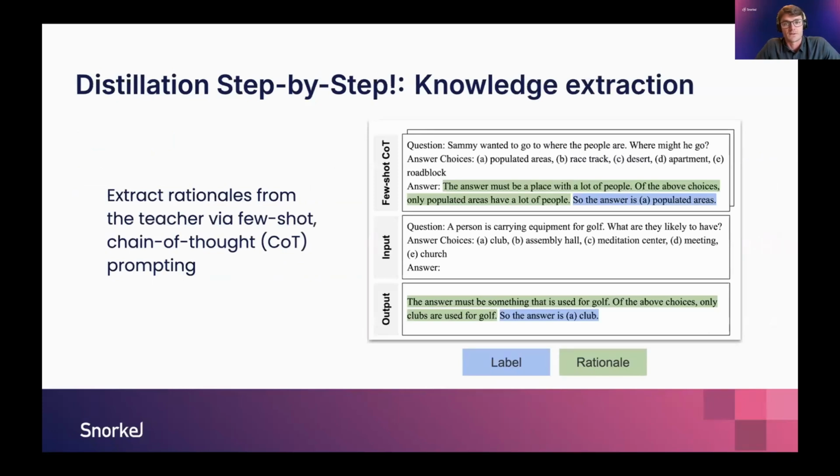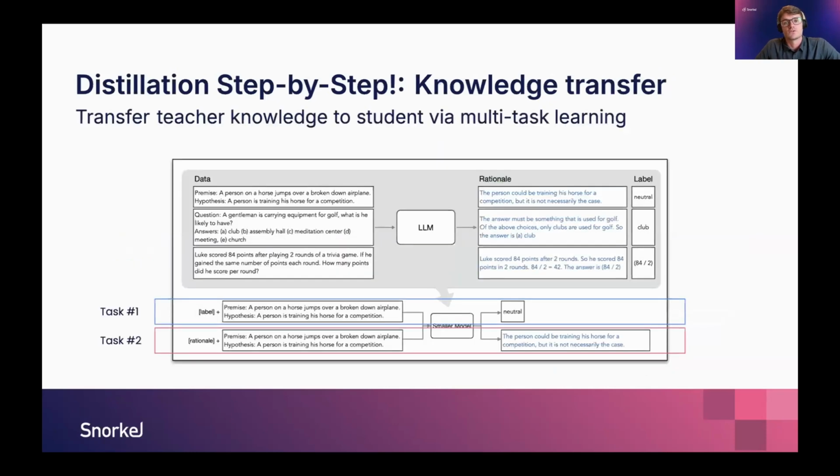So let's break it down step by step. First, knowledge extraction is done via, as I stated, few-shot chain of thought prompting. For this example, we're looking at multiple choice question answering, and the teacher model has provided an example rationale label pair, which elicits a rationale label pair output that is used to train a student model. This knowledge is transferred to the student model via multitask learning.